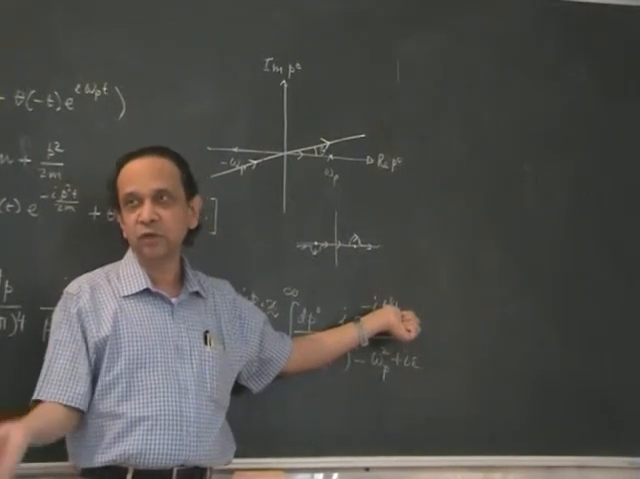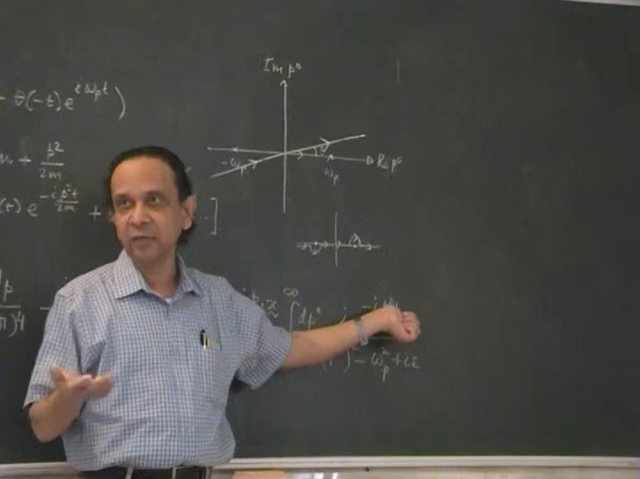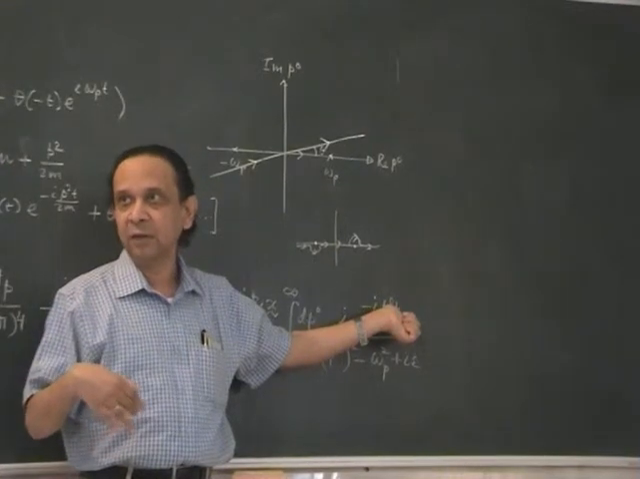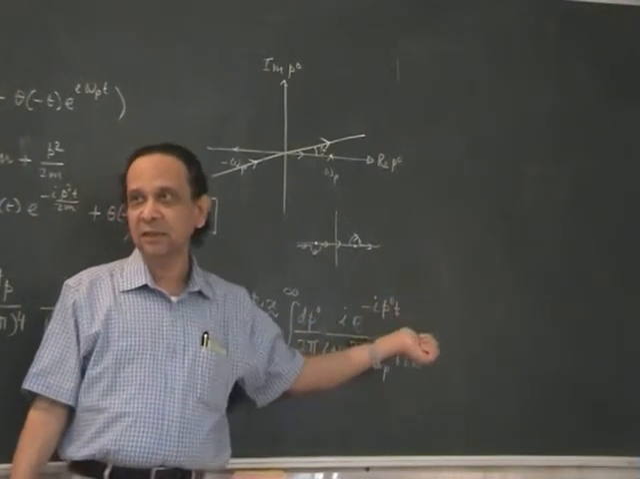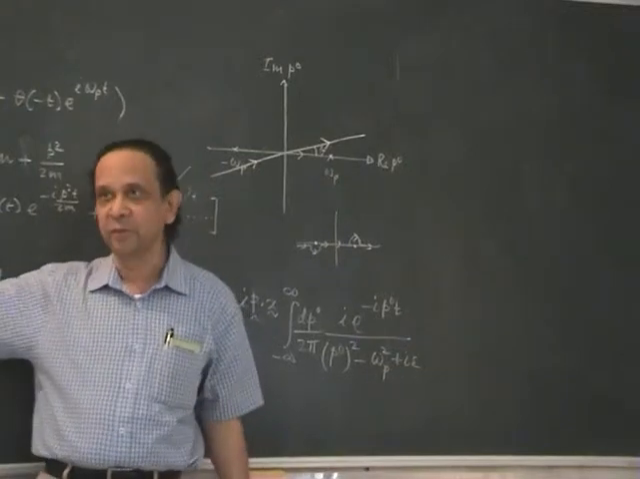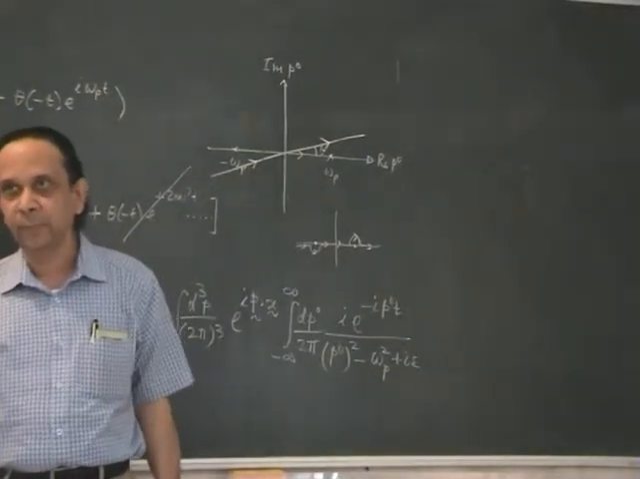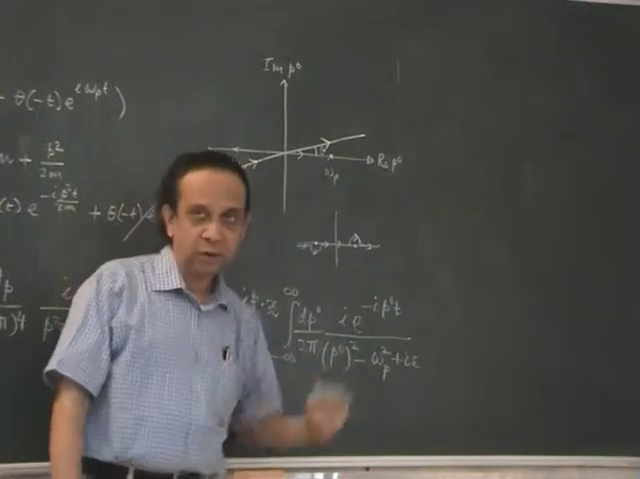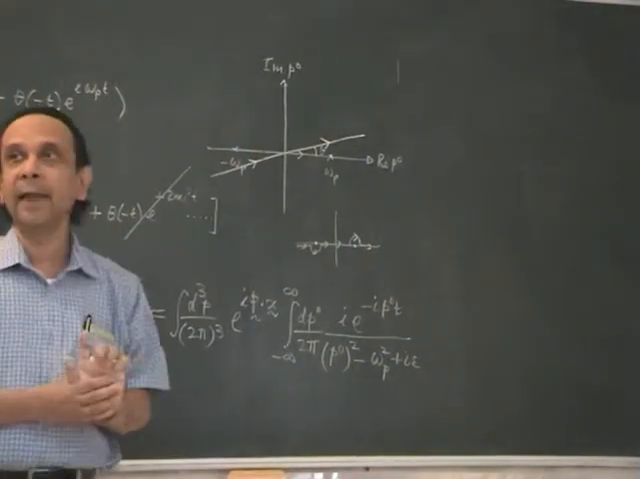If t is positive, you close in one direction, and if t is negative, you close in the other hemisphere or semicircle, and as a result you are going to pick up two different contributions, and that will give you the modulus of t. Okay, fine.